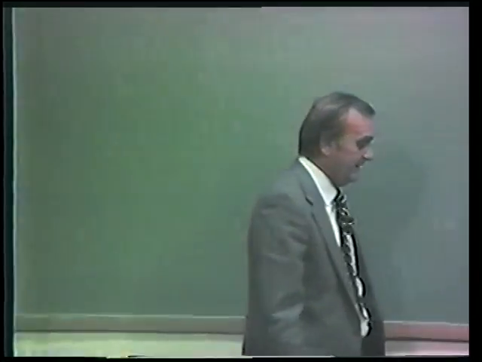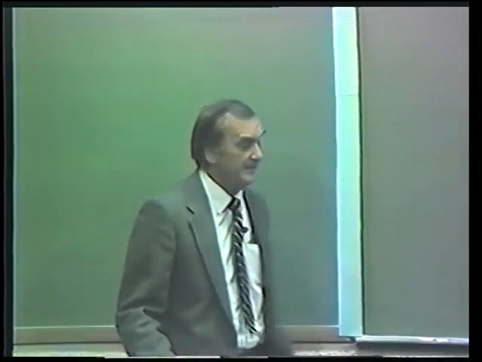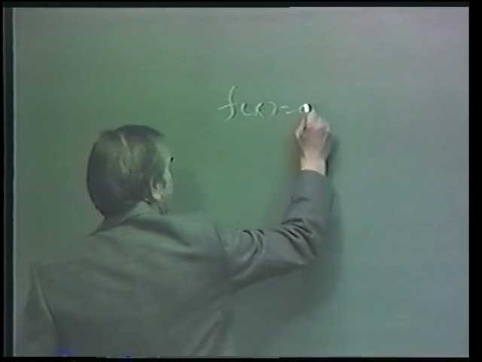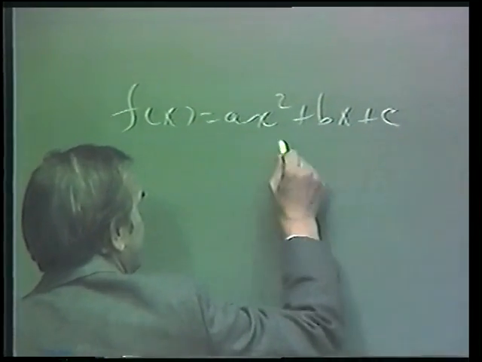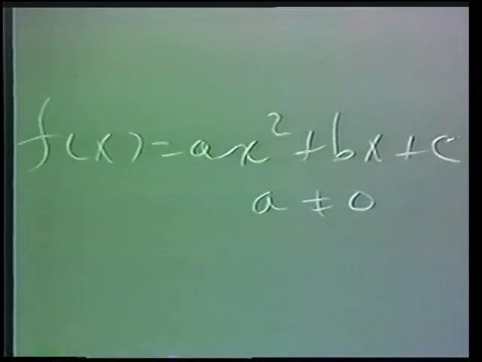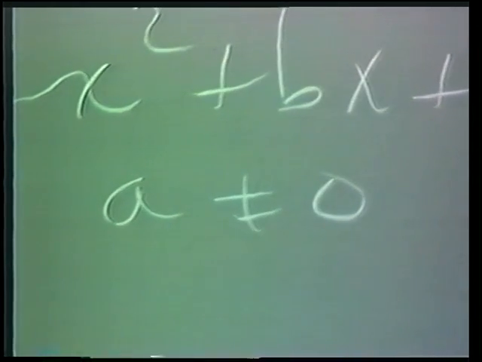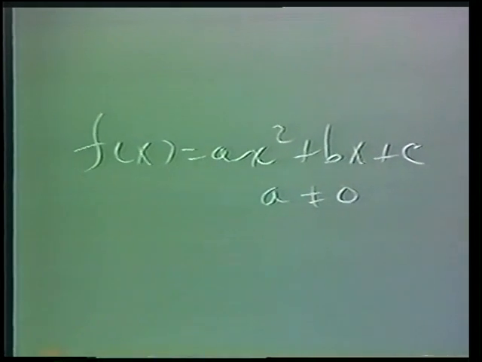The first thing we dealt with was a quadratic function. Quadratic function was in the form of f of x is equal to ax squared plus bx plus c, and again, a cannot equal 0 because you wouldn't have a quadratic. Now, we said that any function is a set of points. The set of points that make up a quadratic function is a parabola.